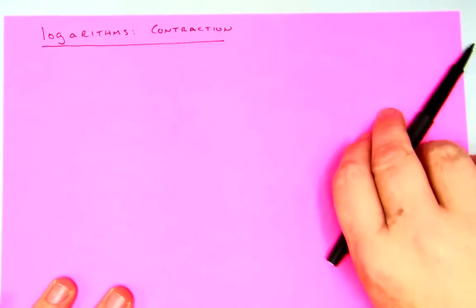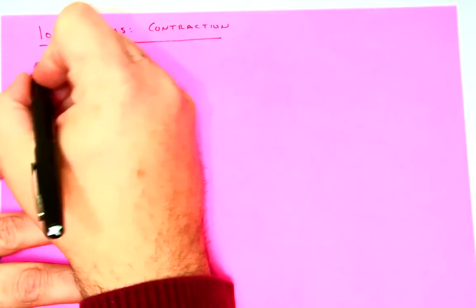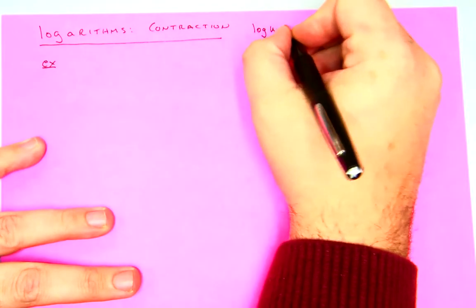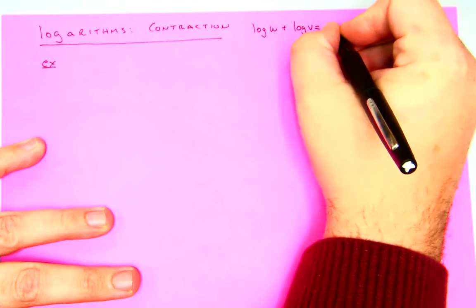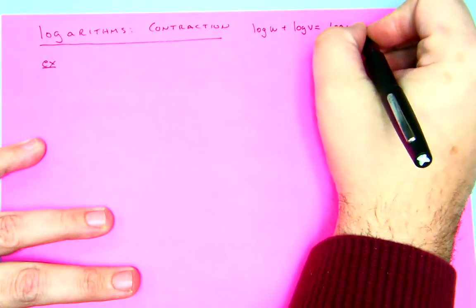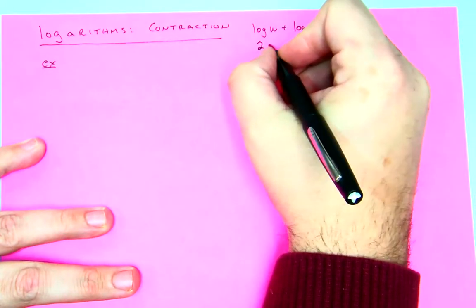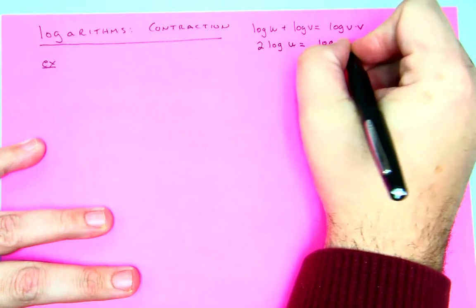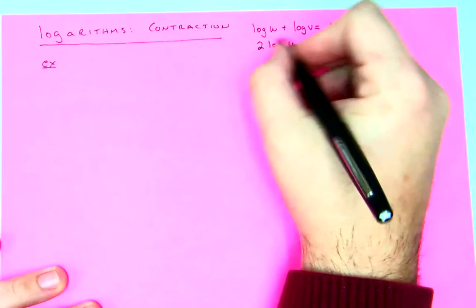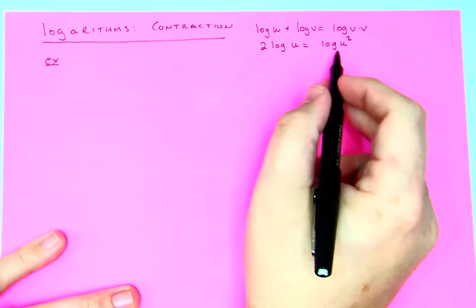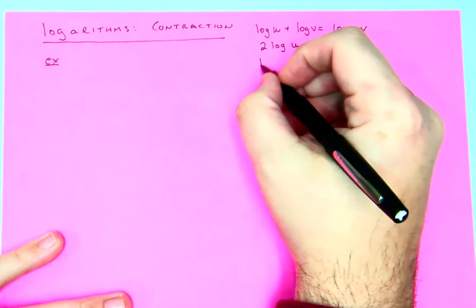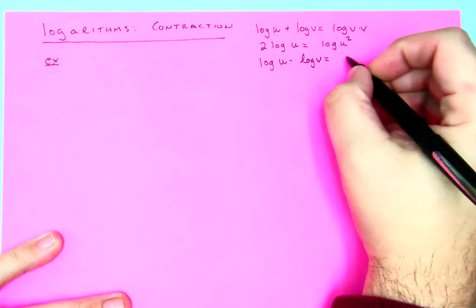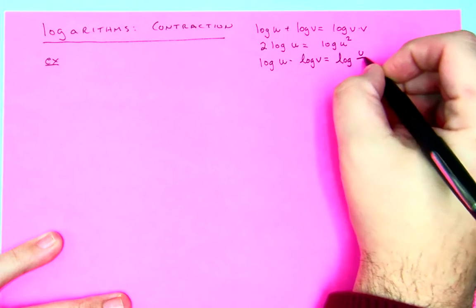Alright, we're going to talk about contracting logs now. We're going to use the same idea. If you have log of u plus the log of v, that's the log of u times v. If you have, for example, 2 times the log of u, that's equal to the log of u squared, because if you have a coefficient out front, we can make it into a power. And if you have the log of u minus the log of v, that's going to be the log of u over v.